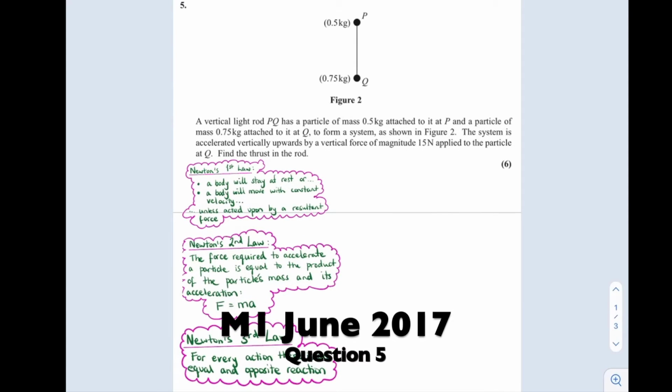So this question is taken from a past paper. It's from the modular series and it's from 2017. So it's M1, it's question 5 on the M1 modular paper from summer 2017.